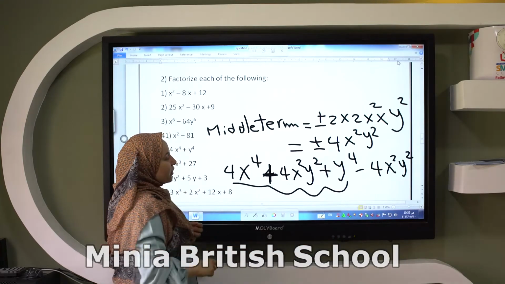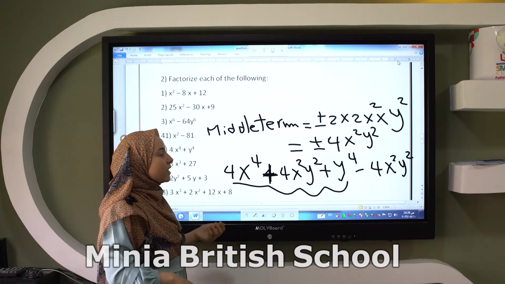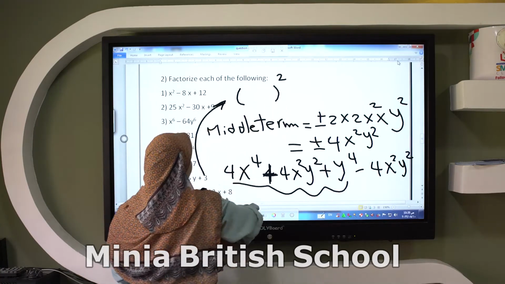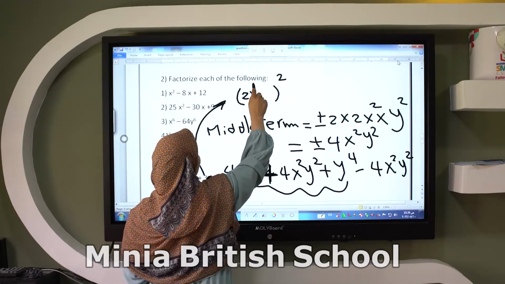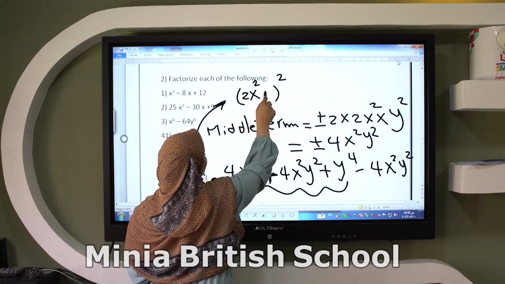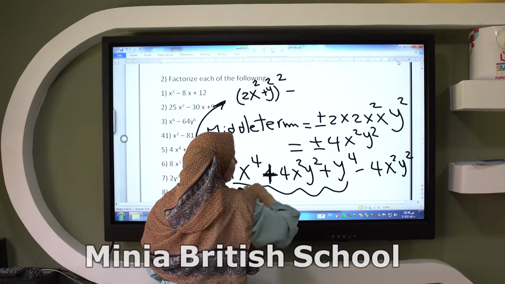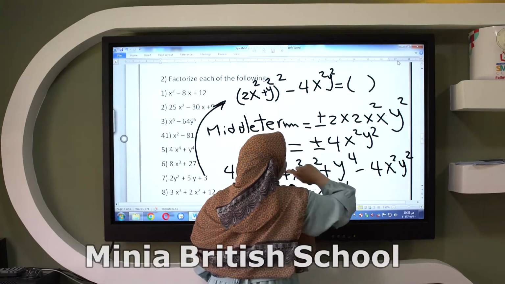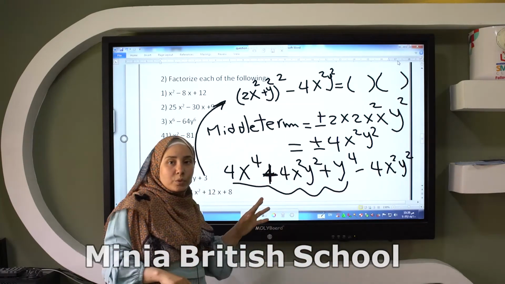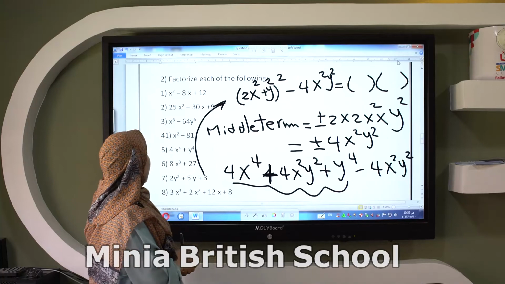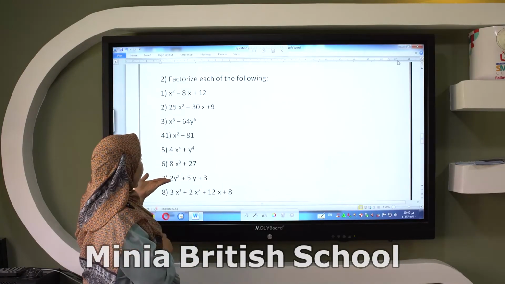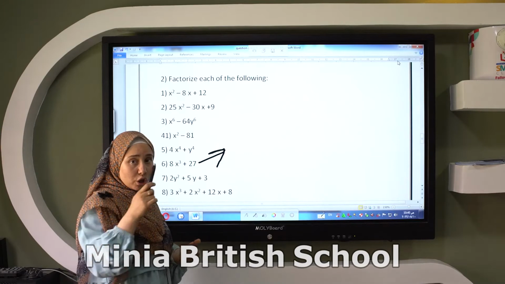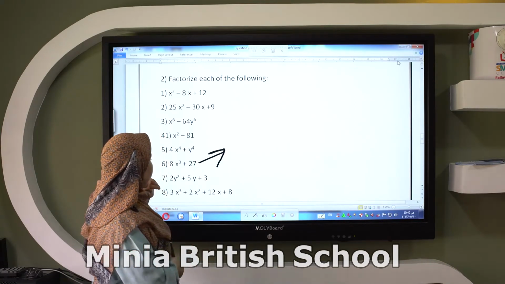Then take the first three terms to factorize into a perfect square trinomial like this, okay? 2x power 2 plus y power 2, all squared, minus 4x power 2 y power 2. Then factorize it into two brackets as a difference between two squares, okay? Number 6, 8x power 3 plus 27, I said what? Sum of two cubes. You can factorize it as I explained.